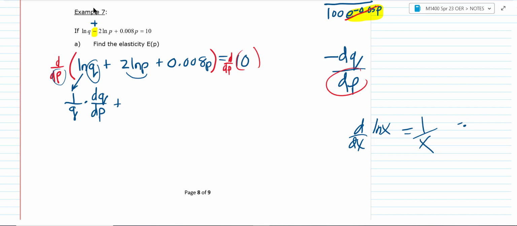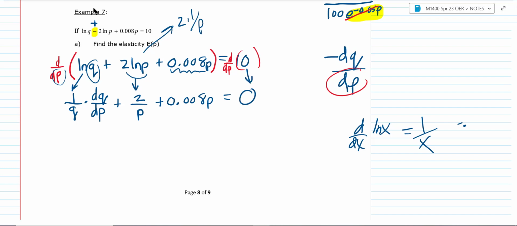What do you think the derivative of 2 ln p is? 2 over p, thank you. It's just 2 times 1 over p, so that's 2 over p. Do the variables p and p match? Yes. If they match, you don't do anything else with it. So that's done. What's the derivative of 0.008p? 0.008, good. And the variables match, so you don't do anything else. And finally, what's the derivative of 10? 0. So you've got your derivative rules there.